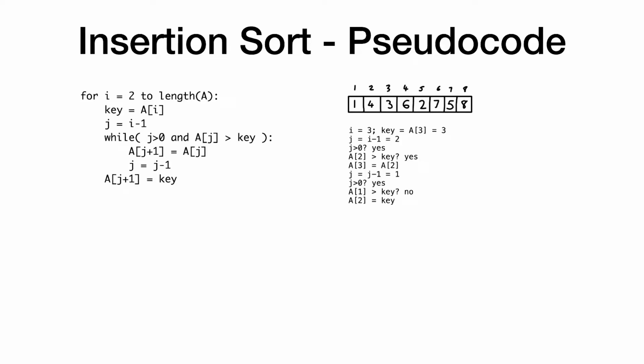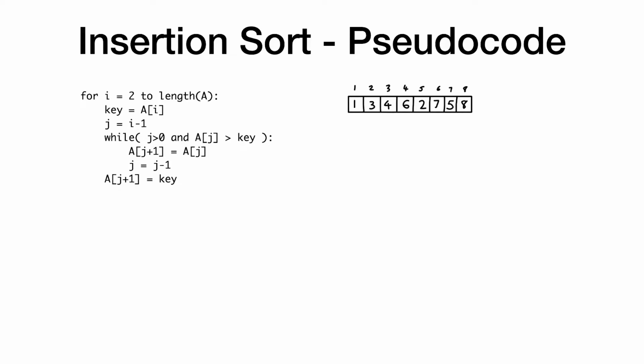I is now set to 3, and the key is also set to 3. A3, after all, is 3. We then once again consider the left-hand subarray, now consisting of elements A1 and A2. So we consider the inner loop once again. Is J greater than 0? Yes. Is A2 greater than the key? Yes. A2 is 4. The key is 3. We therefore shift A2 one position to the right, so A3 gets the value from A2, and we decrement J. Is J greater than 0? Yes. Is A1 greater than the key? No. A1 is 1, the key is 3, so we now know where we have to insert the key. A2 gets the value of the key.